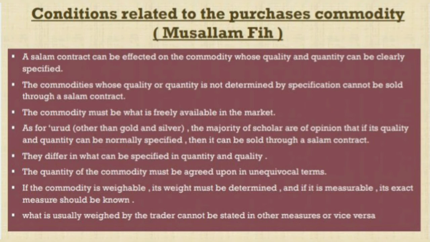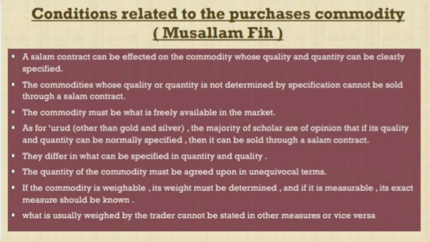The third one is, the commodity must be what is freely available in the market. Maksudnya, komoditi mestilah yang boleh didapati secara bebas di pasaran. Next, as for urut that is other than gold and silver, the majority of scholars are of opinion that if its quality and quantity can be normally specified, then it can be sold through a salam contract. Maksudnya, untuk urut ni, selain daripada emas dan perak, majoriti sarjana berpendapat bahawa jika kualiti dan kuantiti dapat ditentukan secara normal, maka dapat dijual melalui kontrak salam.